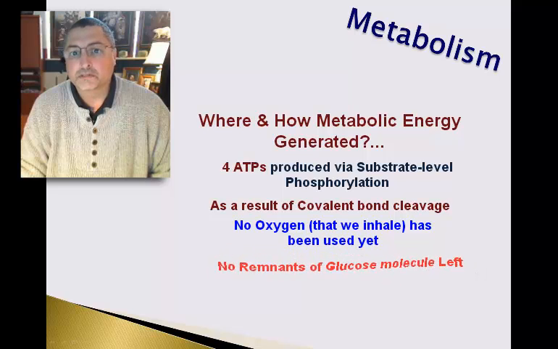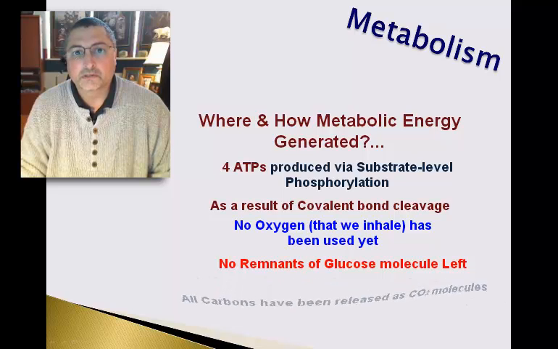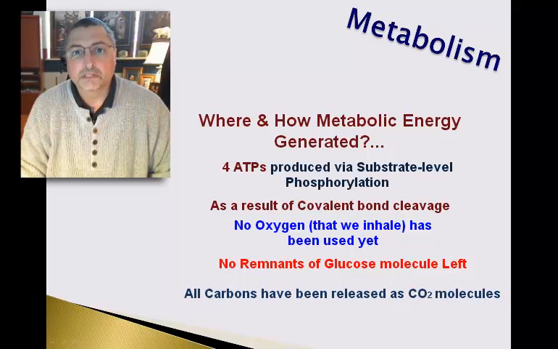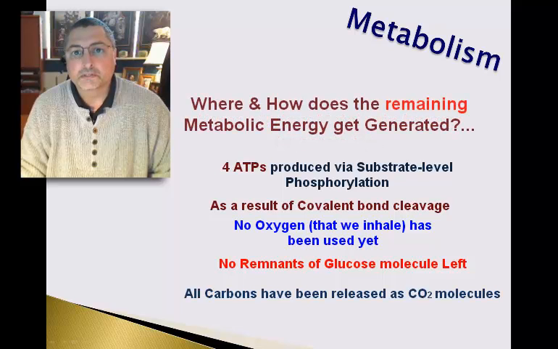However, there is no remnants of the glucose molecule left because all the covalent bonds have been destroyed, and the carbons associated with the glucose molecule have been released as carbon dioxide molecules, with the oxygen associated with the carbon dioxide molecules coming from the glucose molecule, not from the oxygen that we see in the aerobic cell respiration equation. So where does the remaining ATP come from? Well, the answer is it comes from the electron transport chain in conjunction with the oxidative phosphorylation reactions.